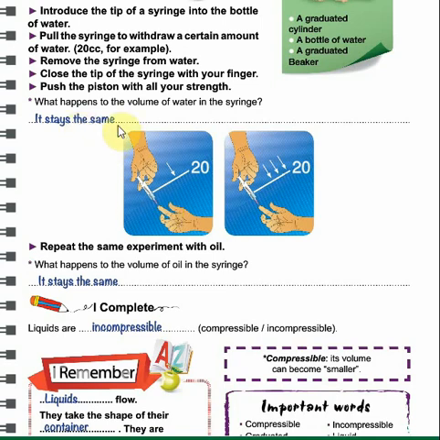Okay so what happens to the volume of water in the syringe? What will happen to the volume of water? It stays 20 milliliters. It stays the same and you can repeat this with oil, with juice or with any other liquid and you will notice that the volume doesn't change.